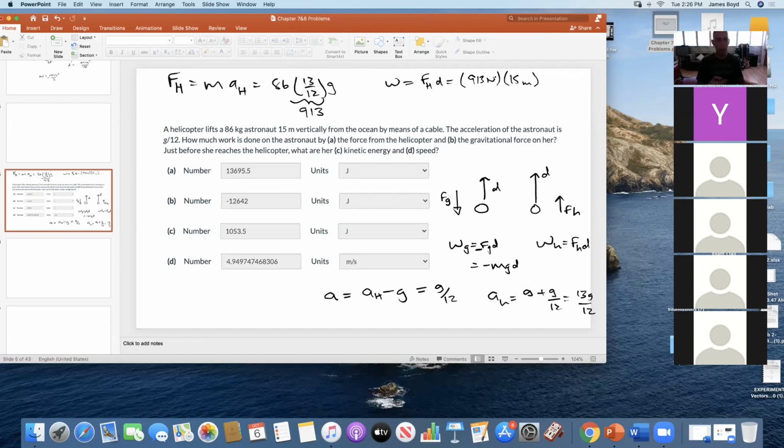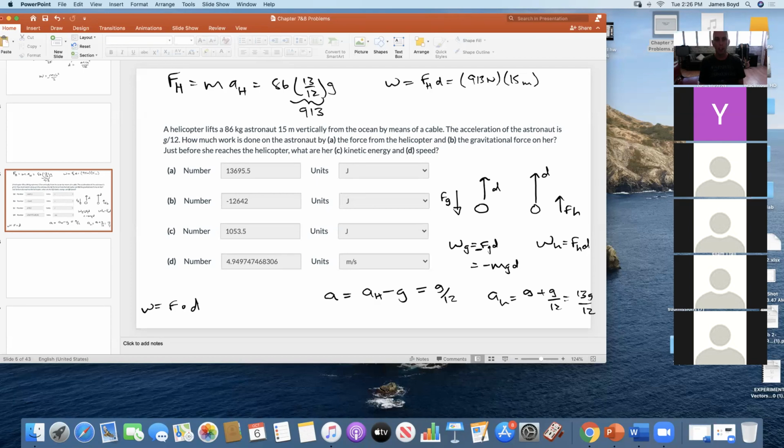Okay, so make sure you understand how to figure that out. It's a little tricky. You have to figure out the acceleration of the helicopter using the acceleration of gravity and the acceleration that you're given. That's about the only hard part. The rest of it is just the definition of work, that work is force dotted with d.